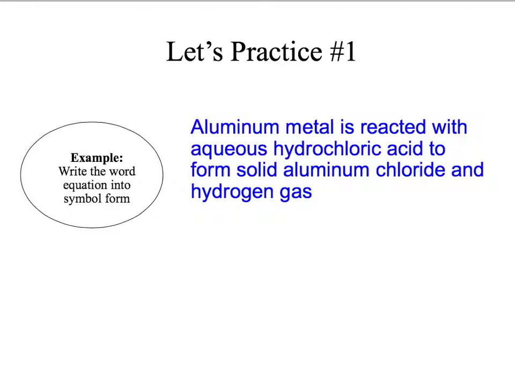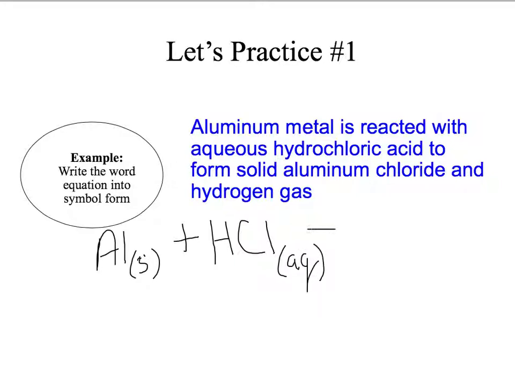Aluminum metal is reacted with aqueous hydrochloric acid to form solid aluminum chloride and hydrogen gas. So we are going to actually write this out. Aluminum metal. So you write Al, and if you look on the periodic table, metals are mostly solids, and you know aluminum foil at room temperature is a solid, so you're going to put an S behind it. Is reacted with aqueous hydrochloric acid. We haven't learned what hydrochloric acid is yet, but we will. But you're going to write down the symbol HCl, and it's aqueous, so it'll have an AQ behind it.